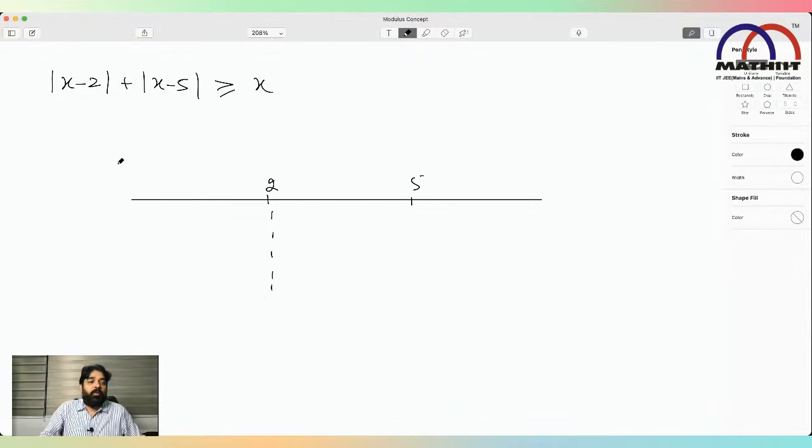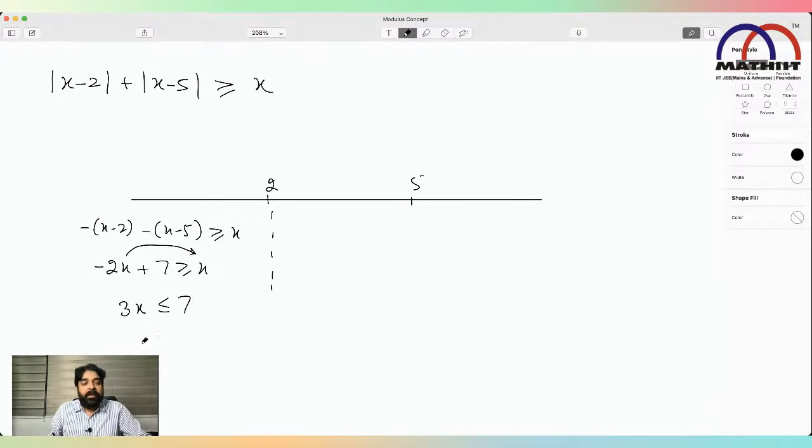So before 2, what is going to happen? This will be negative, and this will also be negative. So we'll get minus of x minus 2, minus of x minus 5, greater than or equal to x. So minus x minus 2x plus 2 plus 5, that is 7, greater than or equal to x. This I'm shifting here. So we'll get 3x, 2x will go there, 3x less than or equal to 7, meaning x less than or equal to 7 by 3.